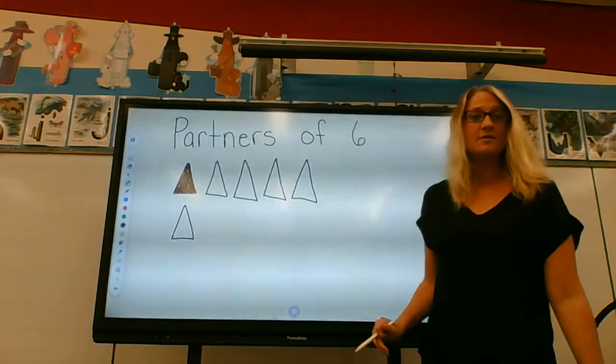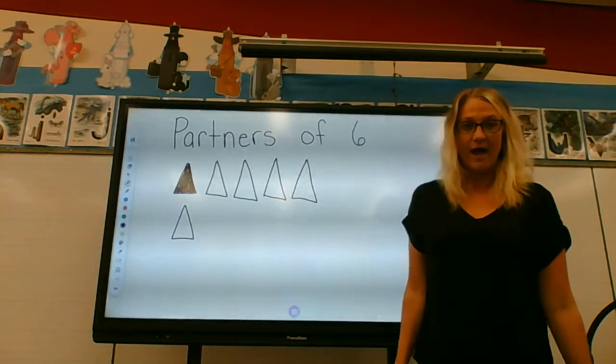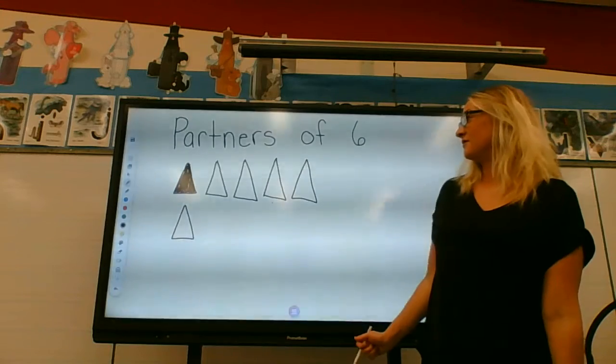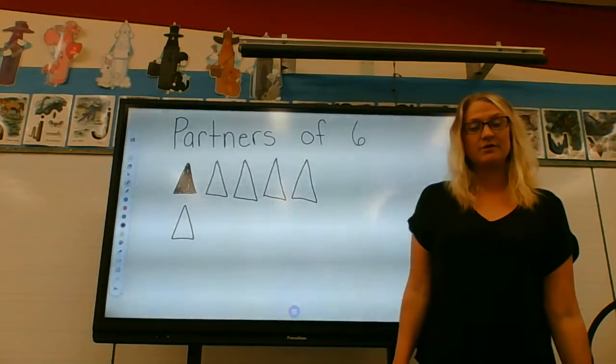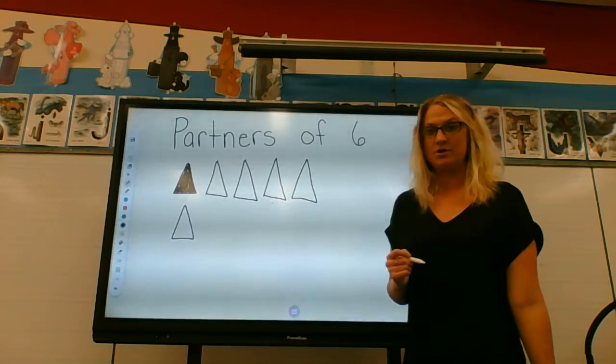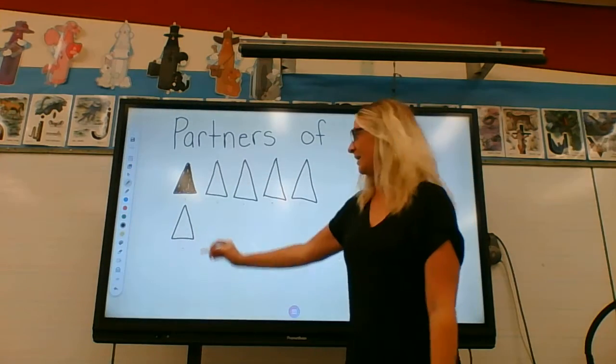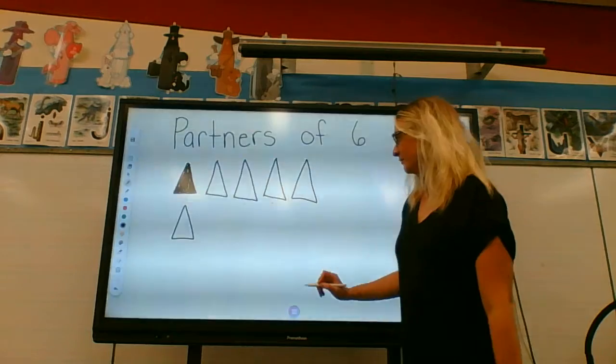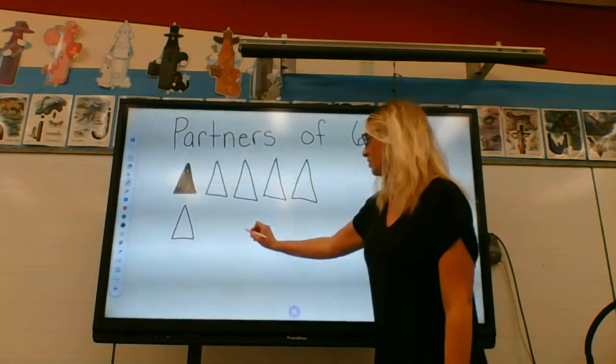Okay, so remember, just like when we were finding partners of 5, when we find partners of 6, we're just going to first count the triangles that are shaded. And that's going to be our first number in the equation. So let's count how many are shaded. 1. So that's our first number in our equation.